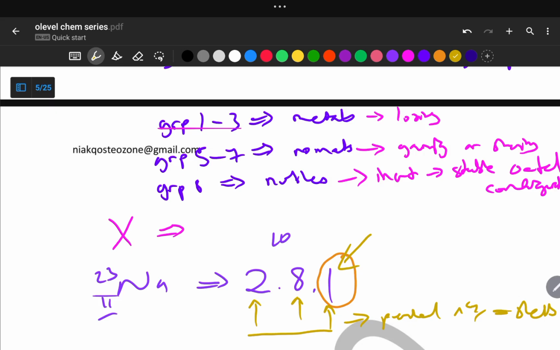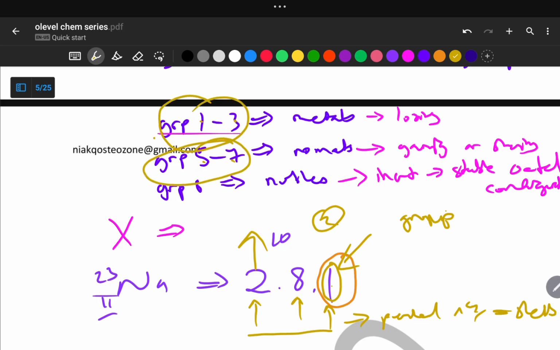So if you are given element X, what you need to do first is to write the electronic configuration and then identify the group in which the element X lies by simply noting the number of electrons in the valence shell, right? So first you start by writing the electronic configuration, and then take note of the number of electrons in the outermost shell. The number of electrons in the outermost shell is equal to the group number. And then we said all the elements from group 1 to group 3 are the metals, and then from group 5 to group 7 are the non-metals. So the bond between the elements in these ranges is what we call the ionic bond.